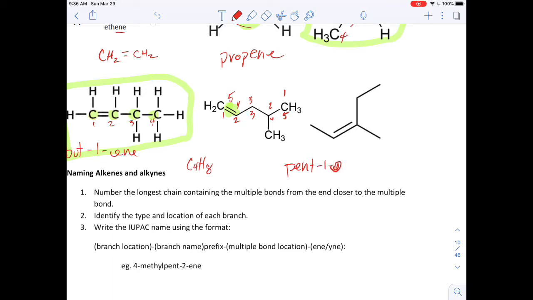Oop, I'm putting an extra dash in there. So pent-1-ene, because we prioritize this over the branch. And then it's going to be still a methyl branch. It's going to be a 4-methyl pent-1-ene. The next molecule that we have here has 1, 2, 3, 4, or 1, 2, 3, 4, 5.